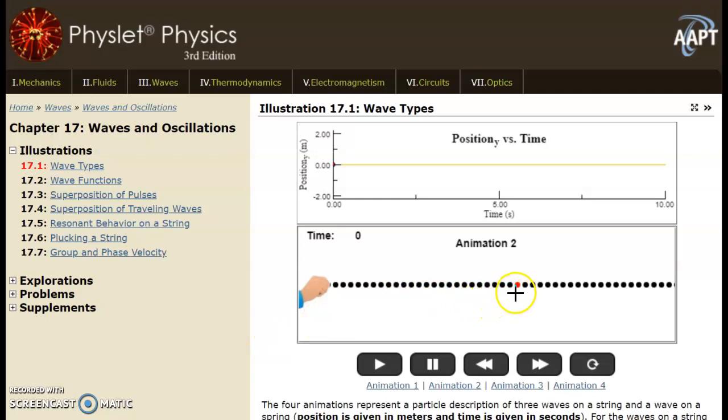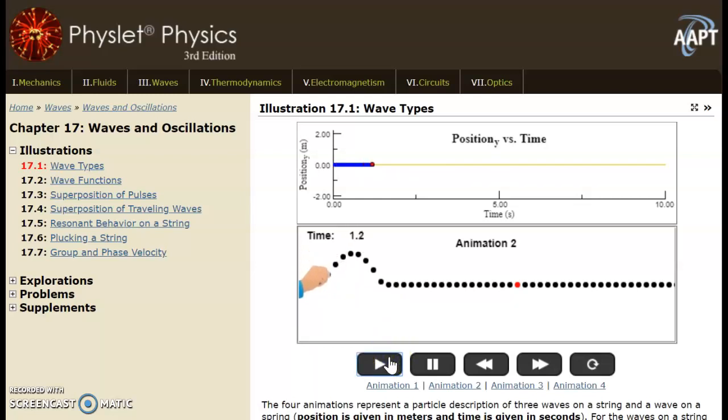Okay, and then just as in the other animations that I showed you in class, they're going to focus in right over here on this red dot and then plot its position from its equilibrium position as a function of time. We're not really concerned about that graph, however. We're instead much more concerned with the actual waveform here on the string itself.